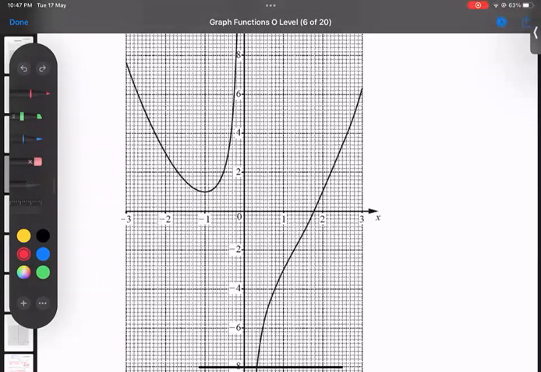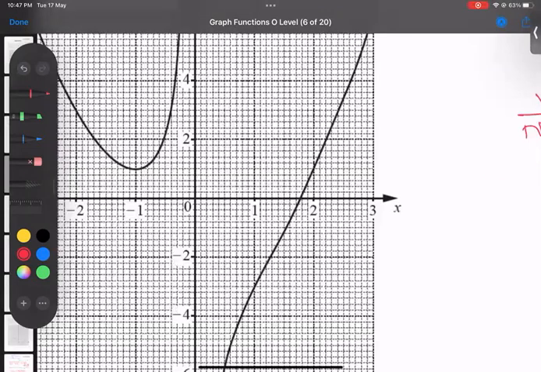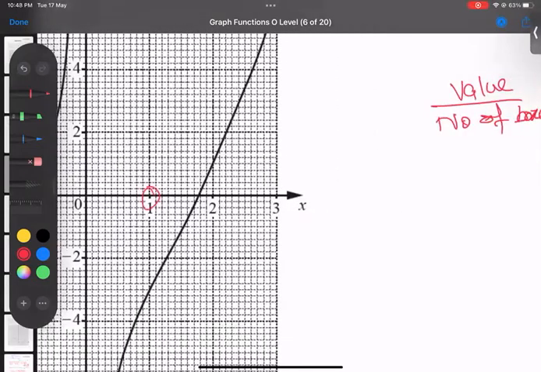Whenever we start a graph function question, decide a scale along x and y. What's the formula for scale? Value divided by number of boxes. What is the value? You can see here the value is very clear, 1. So this 1 minus 0 is a value of 1. Keep 1 in the numerator and divide by the number of boxes you count. So 1, 2, 3, 4, 5, 6, 7, 8, 9, 10. When I divide by 10, I get 0.1.